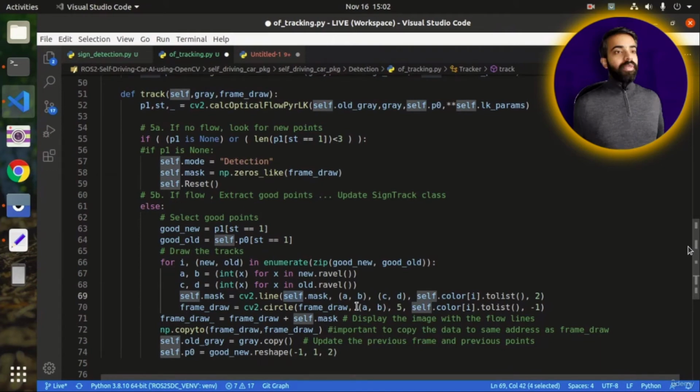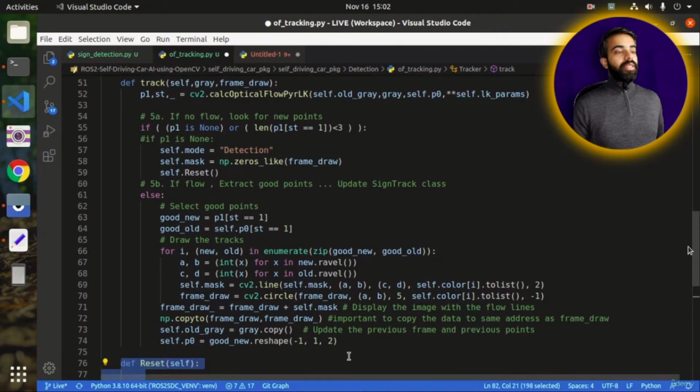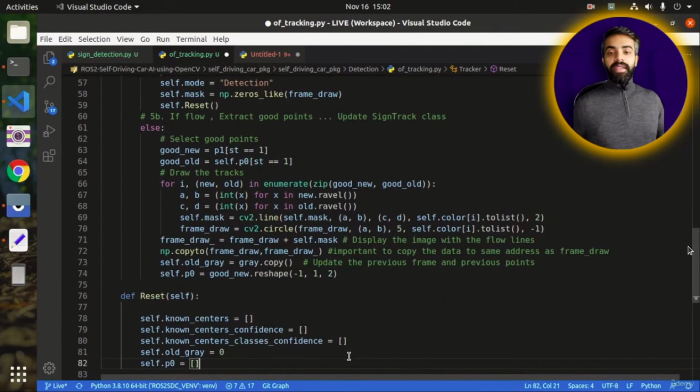Once we have done that, we have completed our tracker class. All that is left for us to do is simply define the reset function. Now, all the reset function does is simply reset our instance variables back to empty. For example, the points variable is set to an empty list, and the oldGray and init variables are also set to empty, representing the empty tracker class, as it is not tracking anything at this point when the reset function has been called. So this completes our tracker class.